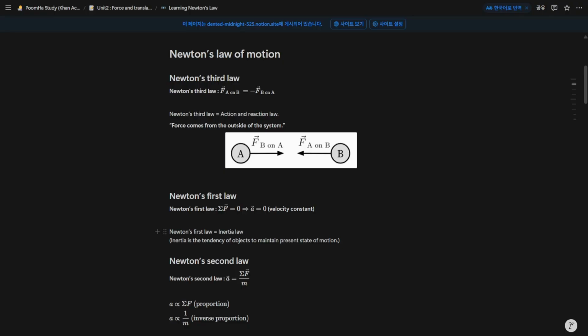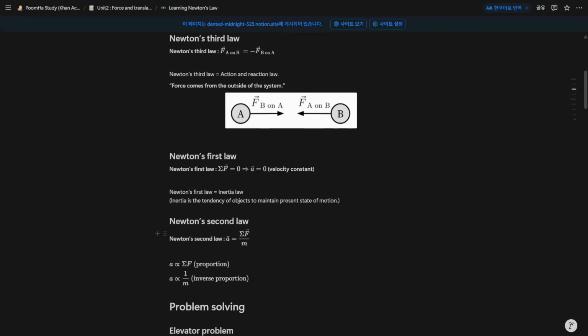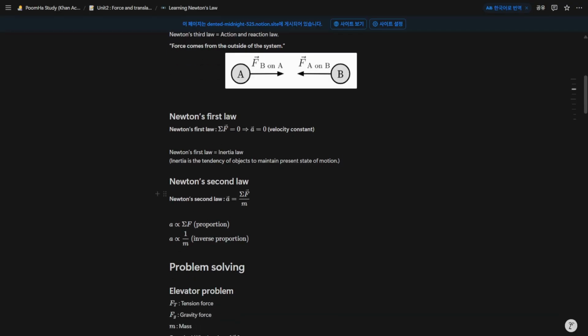But if there are external forces acting on the object, the net force of the object is no longer zero. At this time, Newton's second law applies. Newton's second law is the law of motion. Acceleration equals net force divided by mass.